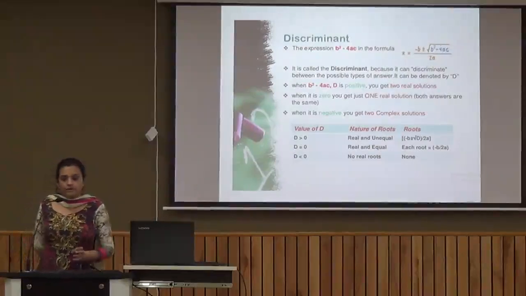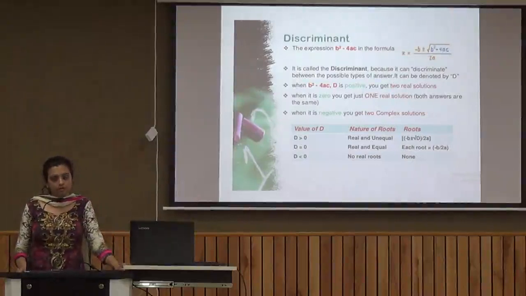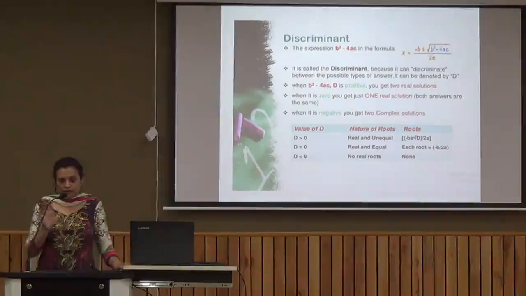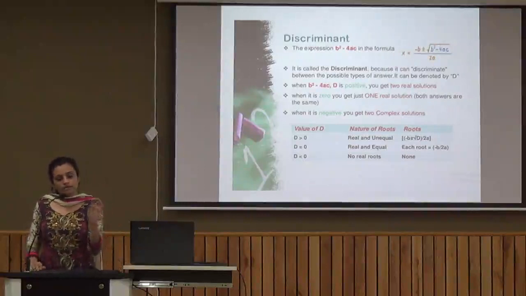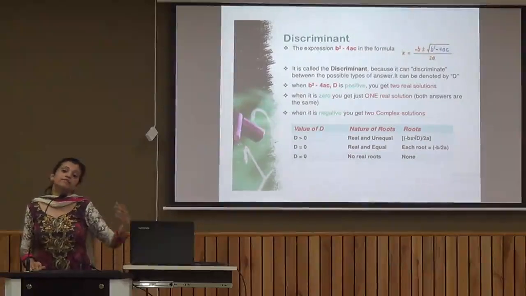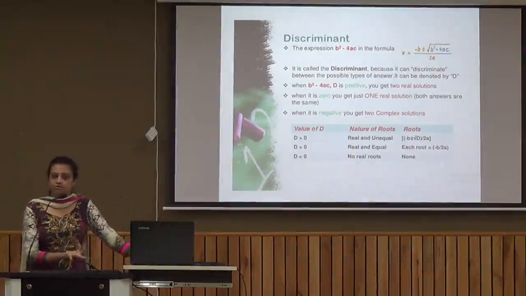Now, the expression b square minus 4ac itself is called the discriminant. It is called the discriminant because it can discriminate between the possible types of answers. It can be denoted by d. Now, what is so special about it? You know, children, just this value, b square minus 4ac, can actually tell you what kind of solution the given quadratic equation is going to have even before solving it. Yes, even before solving, it will tell you what kind of solutions it will have.